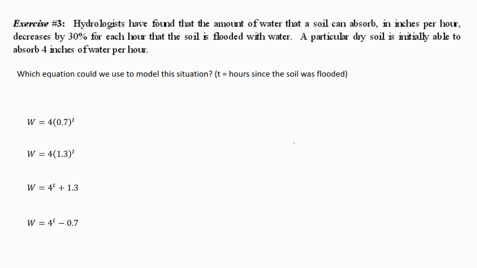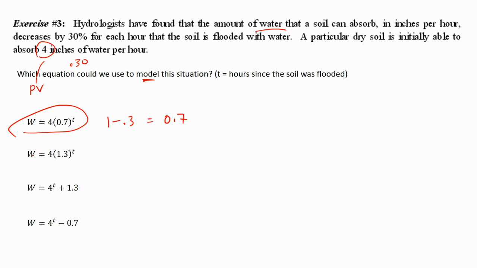Okay, number 3. Hydrologists have found the amount of water that a soil can absorb in inches per hour decreases by 30%. So that's 0.30 or 0.3. And a particular dry soil is initially able to absorb 4 inches of water per hour. So that's the present value. So which equation can we use to model this? That's going to be this first one, because our initial value is 4, and then we do 1 minus 0.3, which is the 0.7, and then we raise the power.